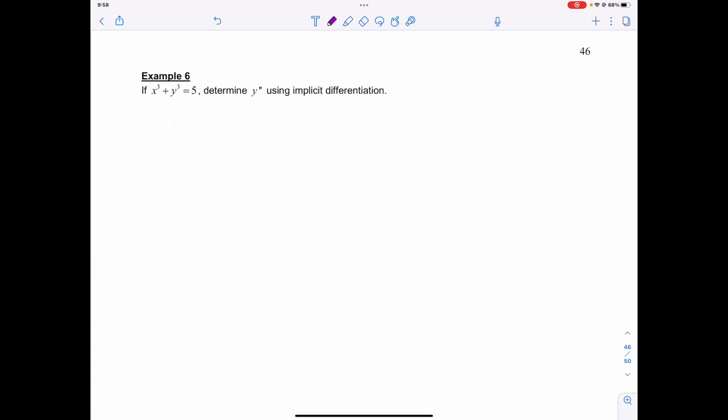All right, for the last example, we are going to use implicit differentiation to find a second degree differential. This is an essential skill.